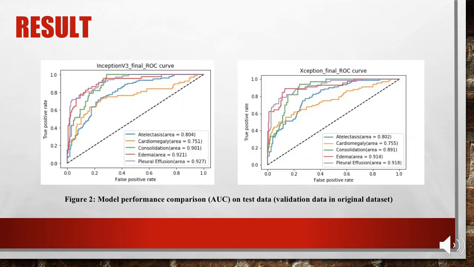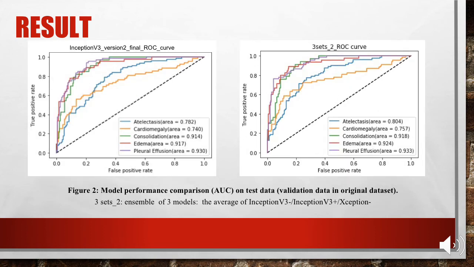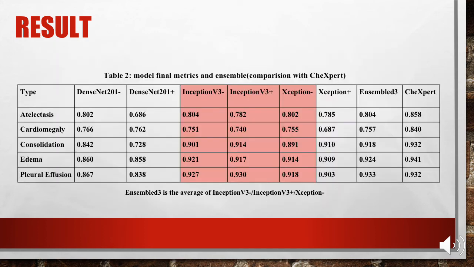We have measured the performance of these models on a test set. Here we listed three of the best models. Among these 5 classes, consolidation, edema, and pleural effusion seem always better than the rest 2. We did a simple ensemble on these 3 best models by just calculating the average of the probabilities. After this, the prediction of all 5 classes has improved. You can clearly see the trend from this table. In Ensemble 3, our prediction on pleural effusion even beats the original paper.